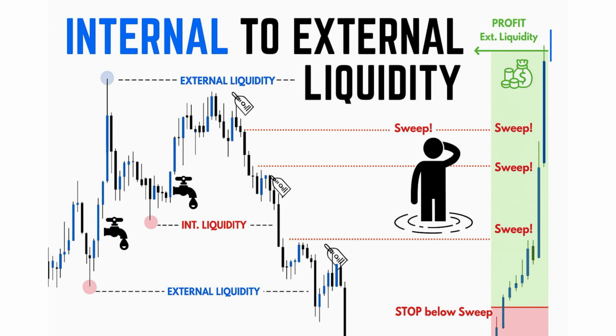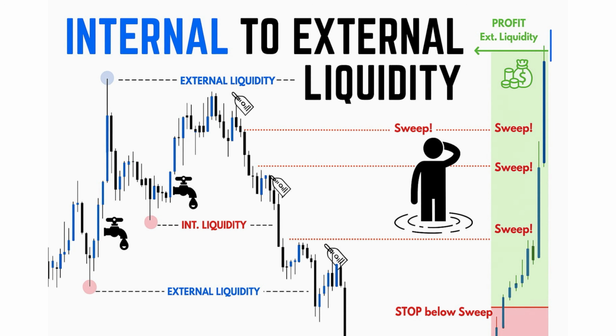Now, to truly master these setups, you need to understand the hierarchy of liquidity, specifically the move from internal to external liquidity. This is the engine behind every major price move. Internal liquidity refers to those stop losses sitting just inside the recent range, below a low or above a high. The market often takes these out first with a quick sweep, but that's just the warm-up. The real target is the external liquidity, the major pools of orders beyond significant swing highs or lows that have been left untouched for a longer period.